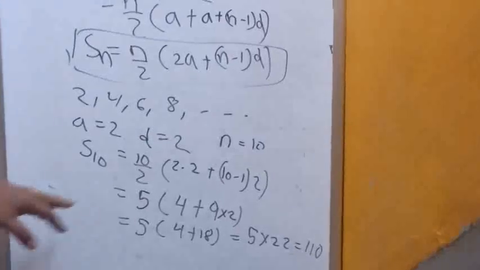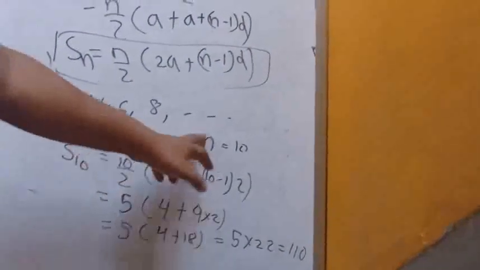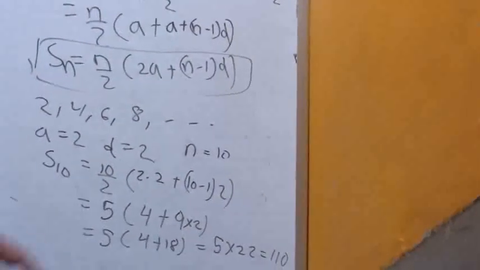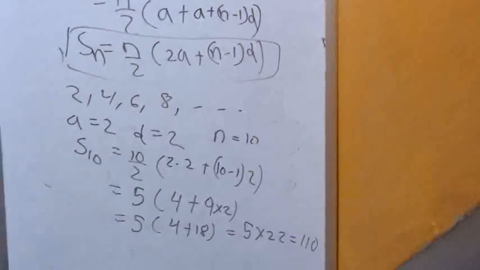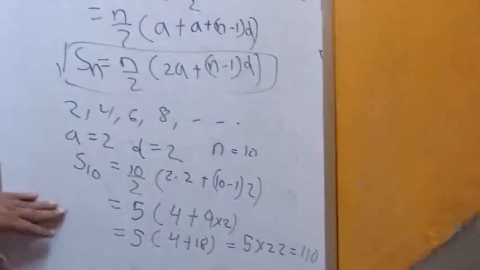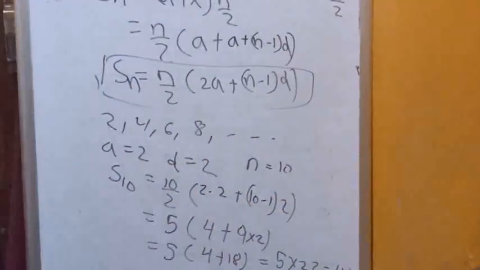5 into 10 by 2, 2 into 2 is 4, 10 terms, the sum of the terms now. Okay, yes or no? So 5 into 22 equals 110. You are getting the sum of the 10 terms. So the sum of the 10 terms of the AP equals 110.